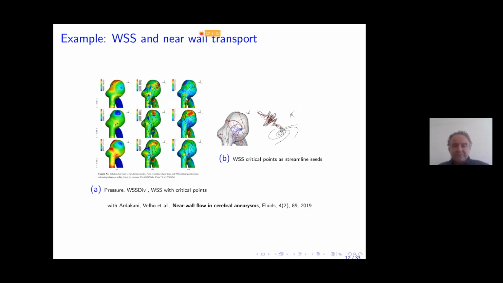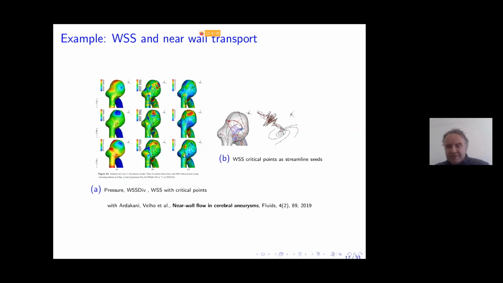And this brings me to one other application that we tried. So here we can see, for one of these aneurysms, the pressure resulting from the fluid action at the interface. We can see the wall shear stress divergence and the wall shear stress itself. What is the purpose of having these two quantities here?